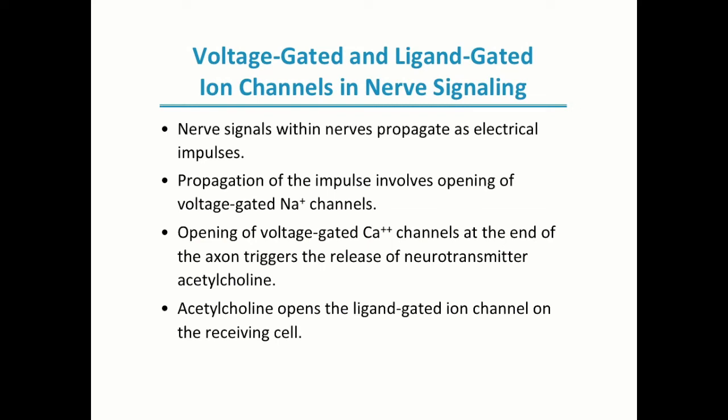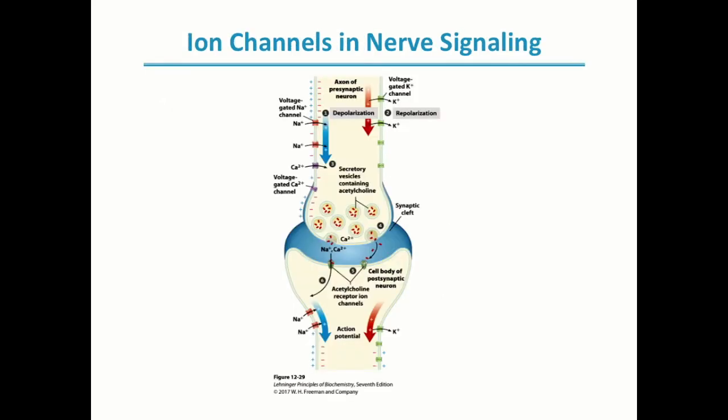Voltage-gated and ligand-gated ion channels are important in nerve signaling. Nerve signals within nerves propagate as electrical impulses, and this propagation involves the opening of voltage-gated sodium channels. The opening of voltage-gated calcium channels at the end of the axon triggers the release of a neurotransmitter called acetylcholine, and that opens the ligand-gated ion channel on the receiving cell. So in this figure, this is the axon of a presynaptic neuron, and this shows the role of voltage-gated and ligand-gated ion channels in neural transmission.